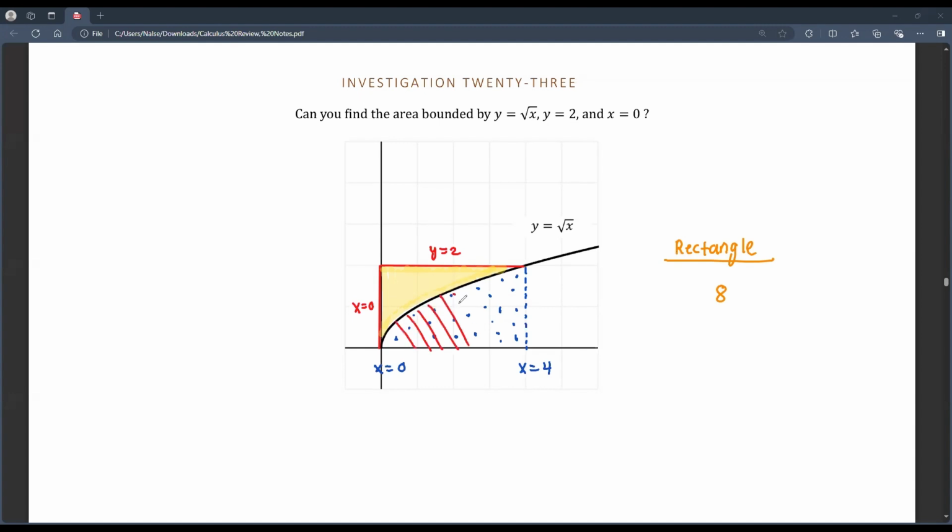Next, we need to remove the missing portion of the rectangle, which is the area under the curve y equals root x. This area must be found using a definite integral. Yet this isn't the only way to go about tackling this problem.